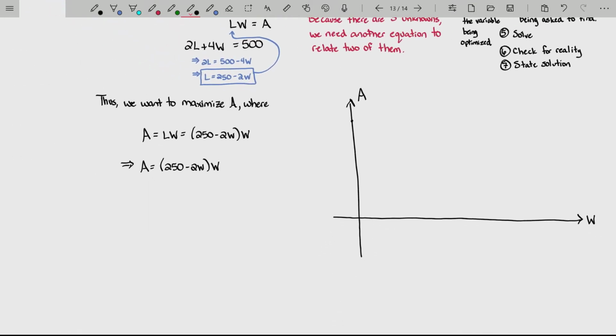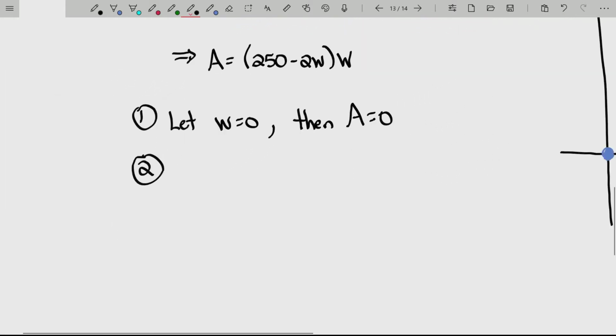And that happens when we let W equal 0. That's when we hit the vertical axis. And if you let W equal 0, that will imply the area is 0. So one point that exists on the curve of this quadratic function is 0. And then my second question is, well, when is the output 0 again? When is the area equal to 0 again?